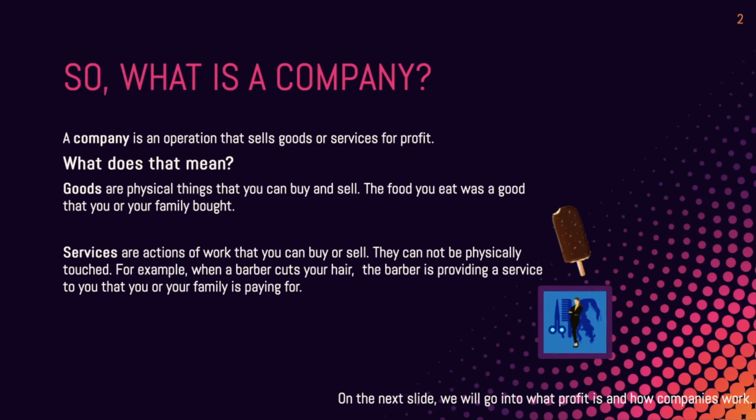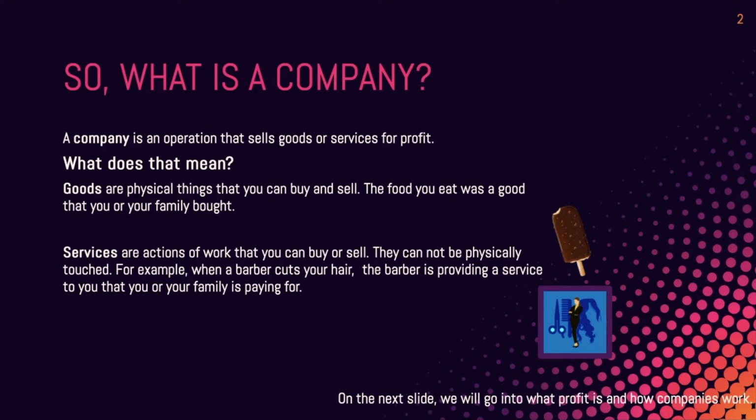When you go over to your neighbors to walk their dogs or rake their leaves or mow their lawn, you are providing a service to your neighbors as you are doing actions of work. You can't touch an action, but you can touch a good. So a table is a good because you can touch it, but raking your neighbor's yard is not a good because you can't touch it. It's an action. Therefore, it's a service. Services are actions of work that you can buy or sell.